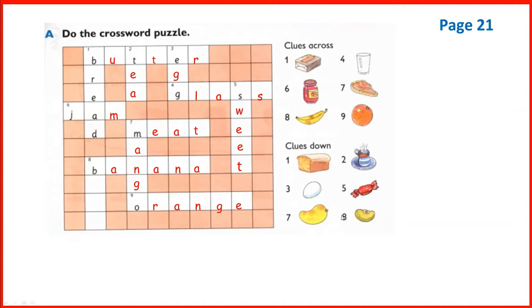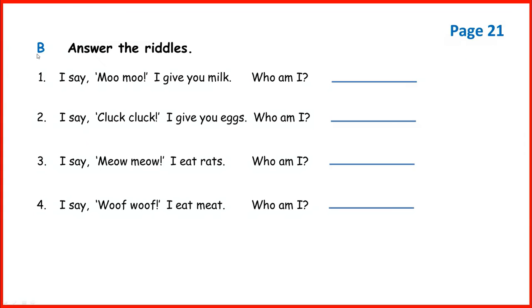Number 8, the last one. Okay, and what's this? It is a bean. Okay, and where is number 8? Yes, B. Then after B we put E, then A, then N. Yes, now we have completed this activity. Now activity B, answer the riddles.